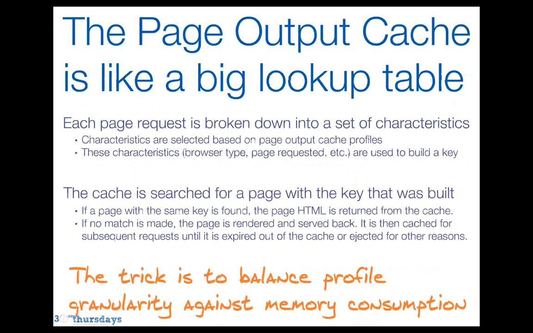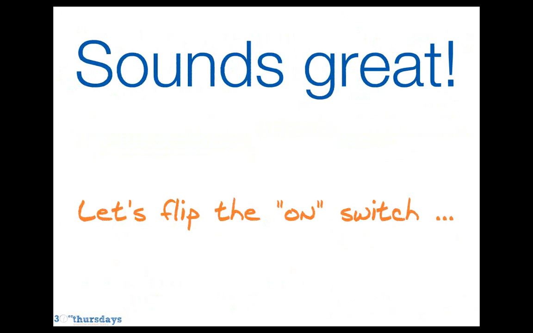So the trick here is to balance profile granularity against memory consumption. I can specify a huge number of characteristics to partition pages in memory by to build that cache key that I was talking about. The problem is the more granular I get, the more memory I consume when pages are being rendered. But if I go too loose, if I don't use enough characteristics when I'm building the key, then the result is people may see pages they're not supposed to see. So it's a trade-off between granularity and memory consumption. This probably sounds great, right? I get to completely bypass page processing and serve things straight out of memory, right?